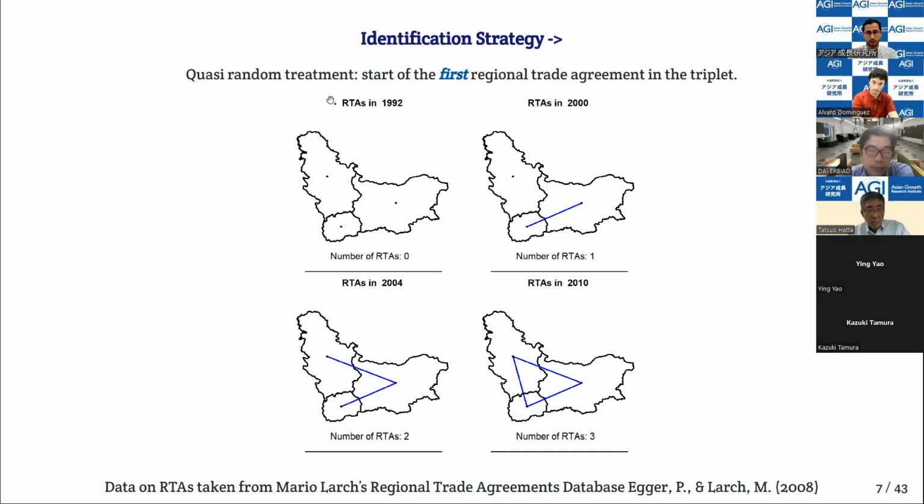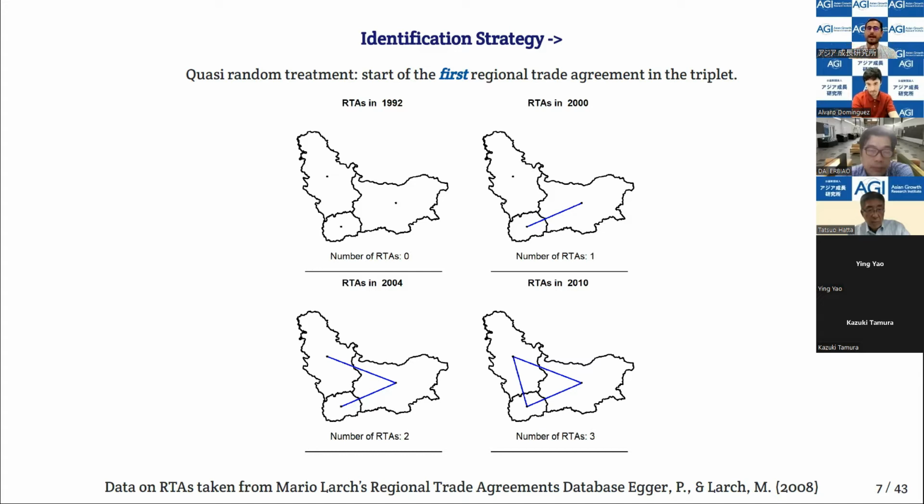We have Serbia, we have North Macedonia, and Bulgaria. Now, those 3 countries did not have a regional trade agreement by 1992, and it remained like that until 1999. In the year 2000, there was a regional trade agreement between North Macedonia and Bulgaria. That would be the treatment. However, as it's commonplace throughout the world, regional trade agreements are expanding and expanding. So by the year 2004, there was 1 more trade agreement in that triplet. And by the year 2010, there were 3 trade agreements in that triplet, meaning they were all fully connected in terms of trade agreements.